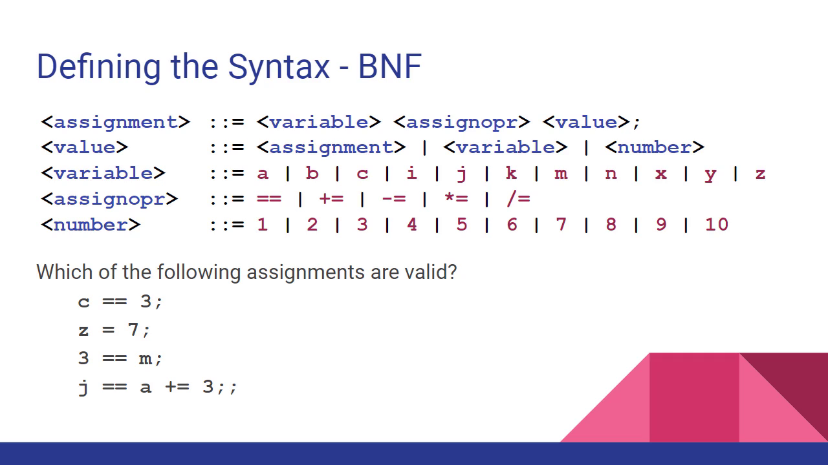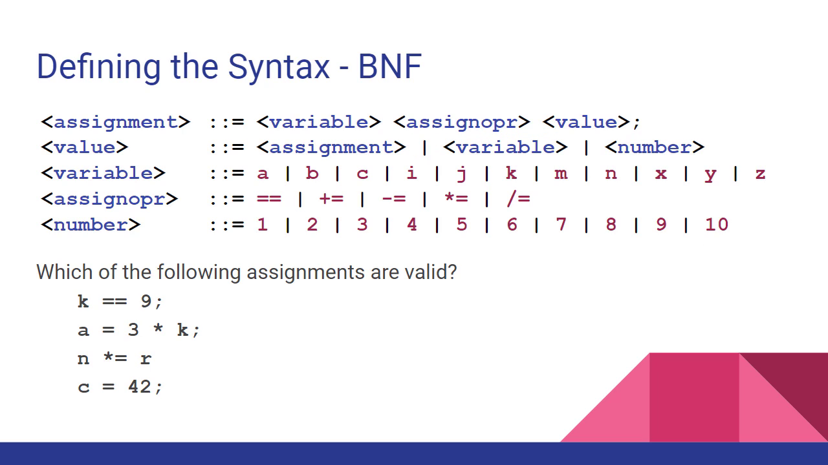And then finally, we have J equals A plus equals 3. J is a valid variable, the double equals is a valid assignment operator, and then A plus equals 3 is also a valid assignment, and notice that an assignment is a valid value, so this is valid syntax.